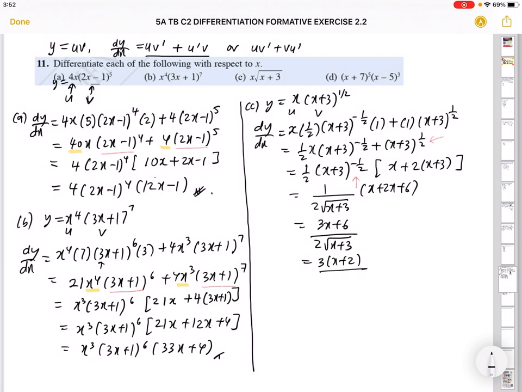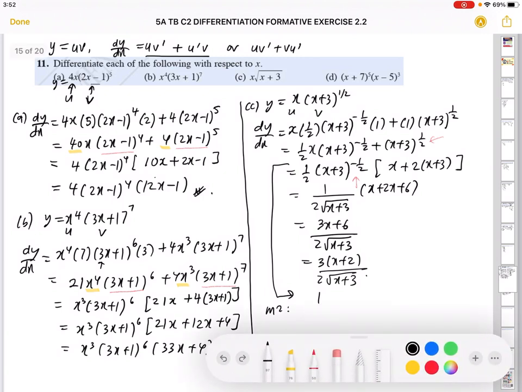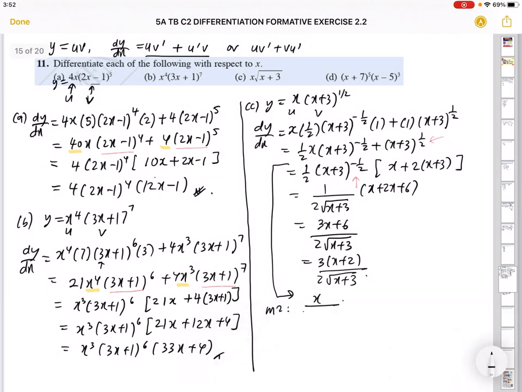Okay, I want to show you another way, because some students find this a bit confusing, especially factorizing power negative half. So maybe what we can do is, I just draw an arrow here, method 2. Some students may prefer to keep this as x over 2 square root x plus 3. Some students may find this easier. That is right in the form of a fraction.